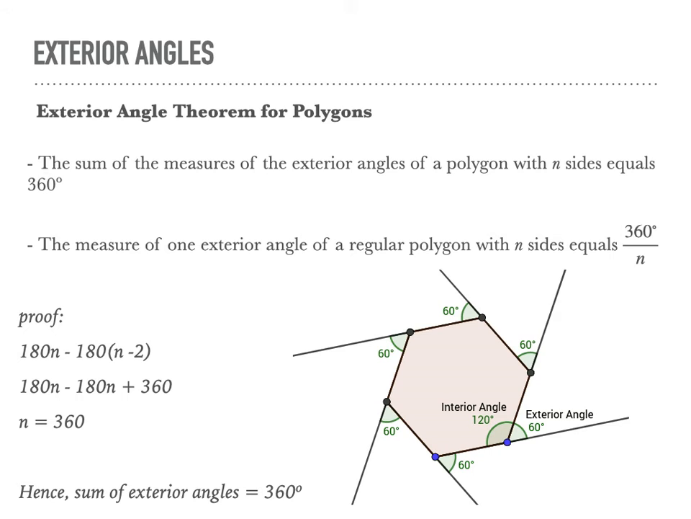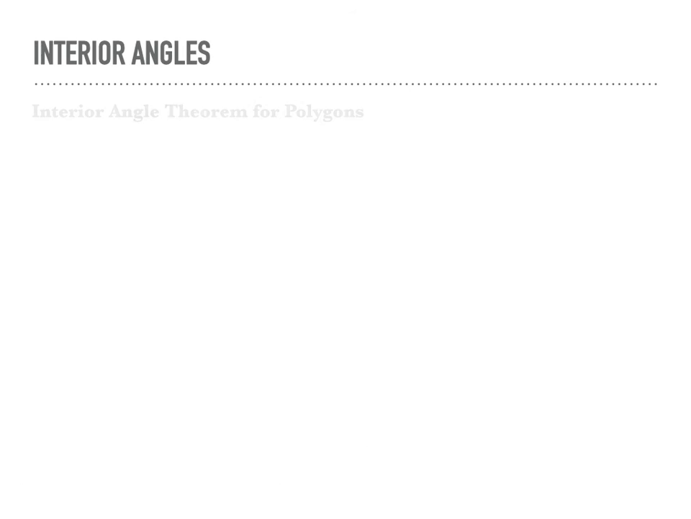Now we just subtract the interior angles of a polygon, which is 180 times n minus 2, which we will see in the next slide. And then we can basically distribute that, and we get 180n minus 180n plus 360, and we find that the sum of the exterior angles is 360 degrees. And so therefore it's a constant. Moving on to the interior angles.